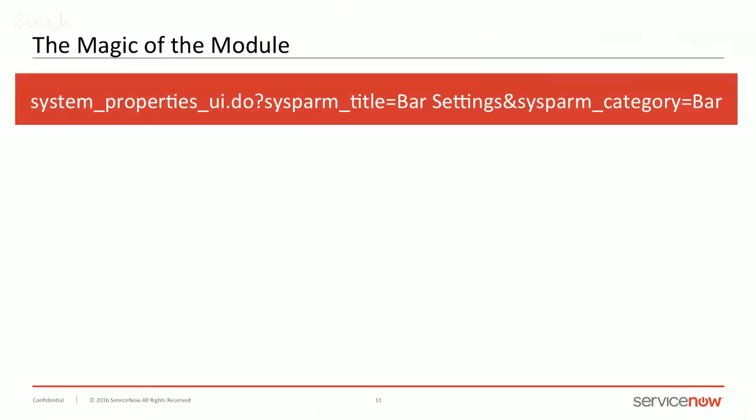The URL is going to look something like this. sys_properties_ui.do. That, of course, is the UI page that you want to invoke. It knows enough about these other two parameters as to how to display that page.